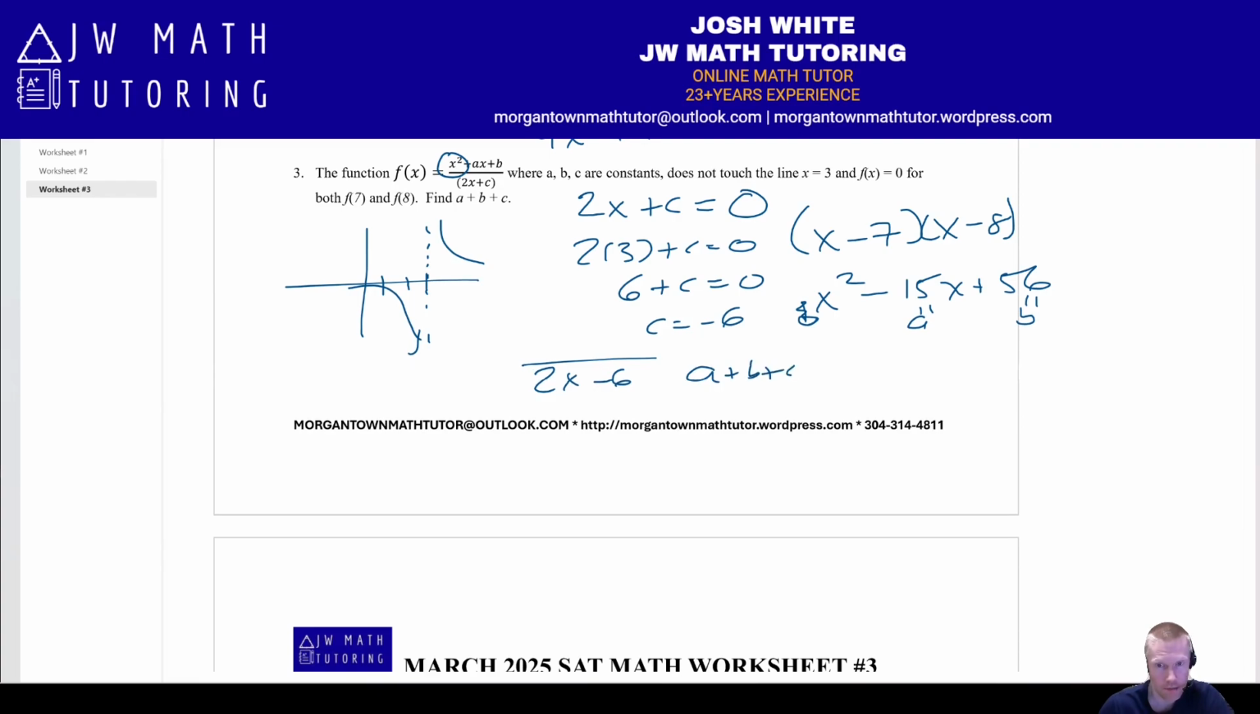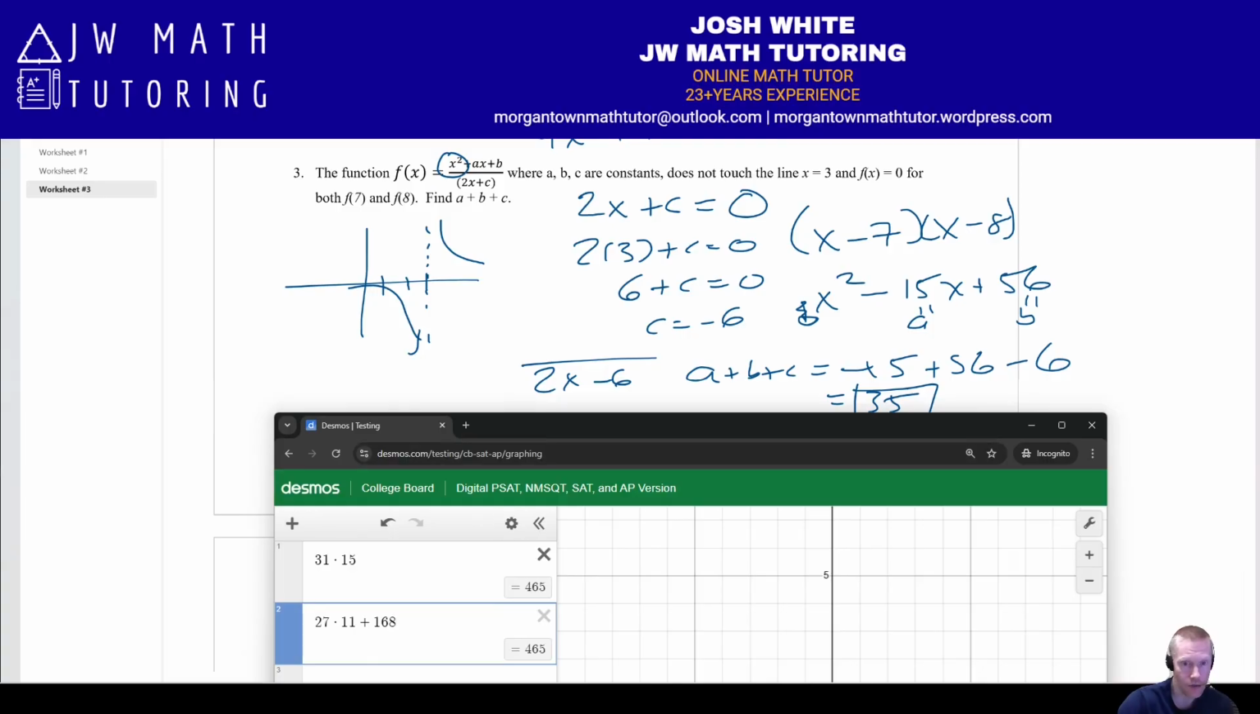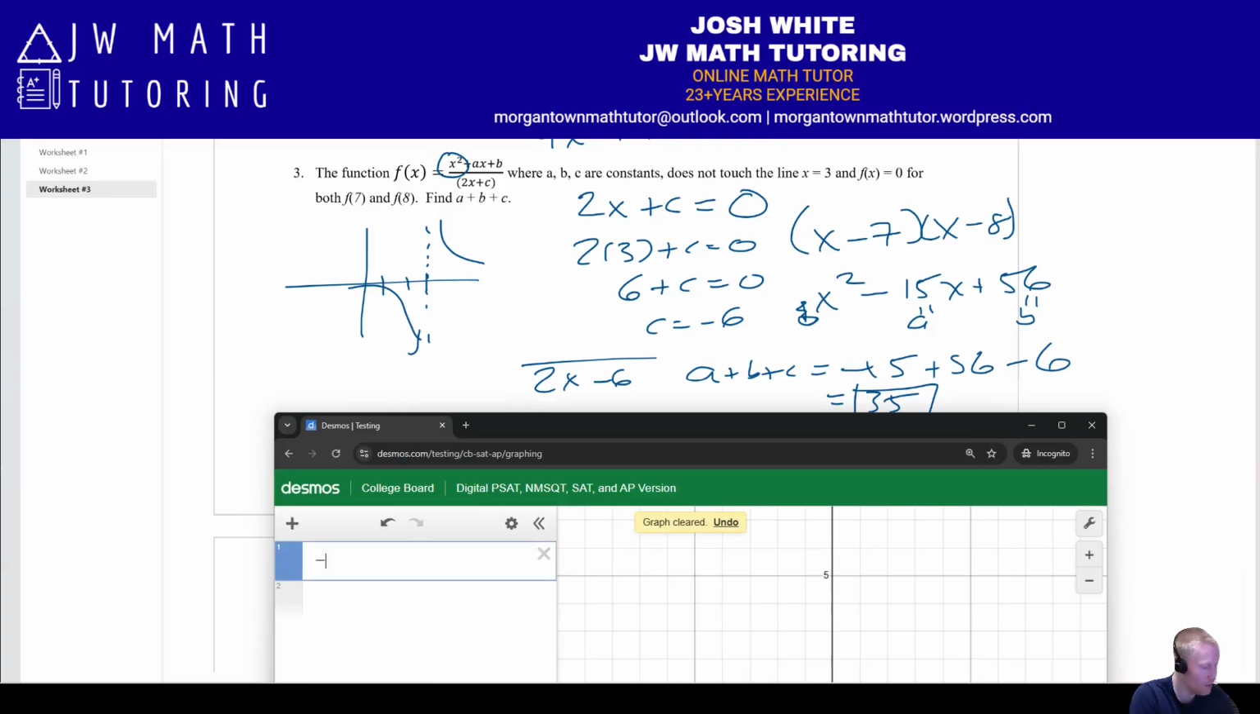So a plus b plus c should equal -15 plus 56 minus 6. So we go ahead, we add all those together, and you should get 35. So the correct answer for this problem that you would grid in is going to be 35. Let's just confirm. -15 plus 56 minus 6. Yep, 35.